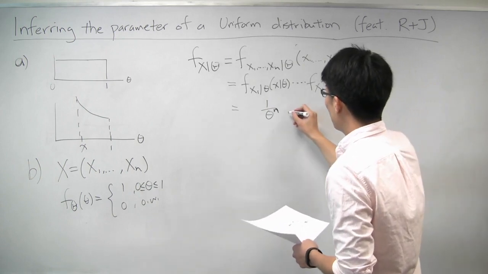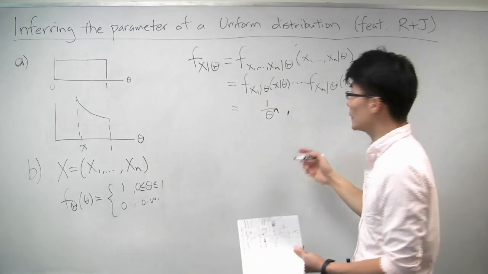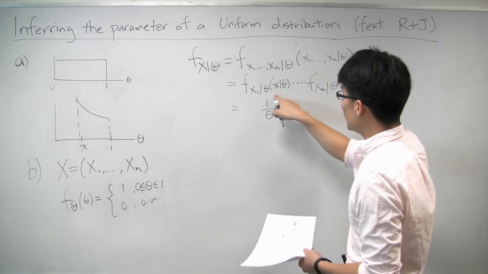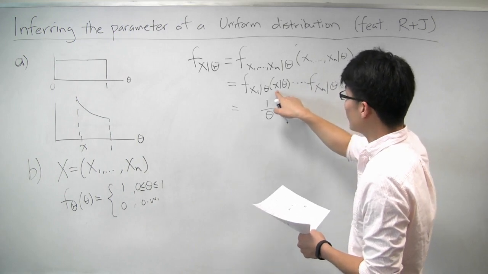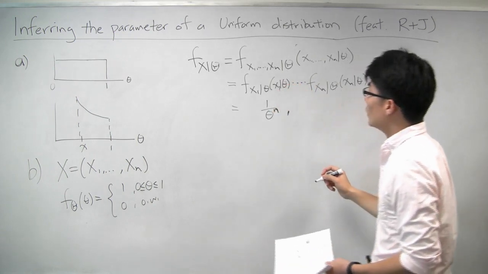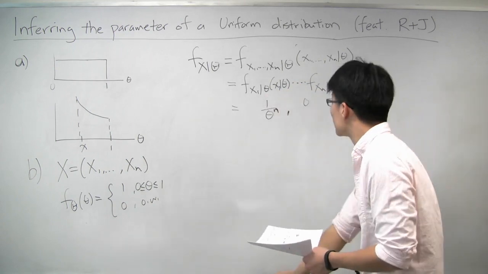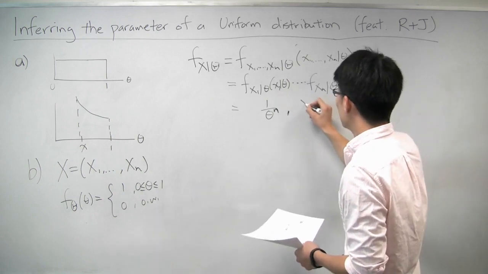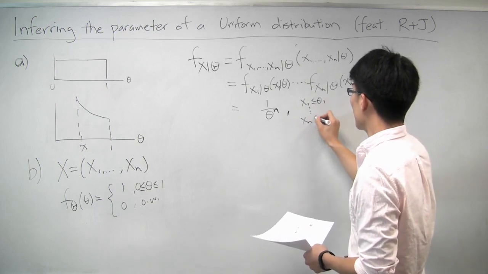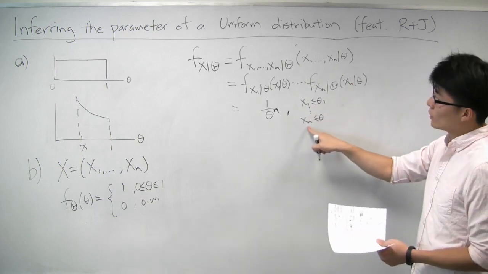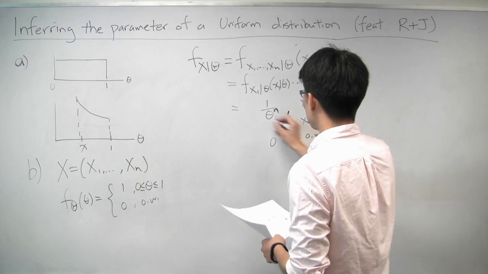But what values of x and theta is this valid for? Well, what we need is that for each one of these, theta has to be at least equal to whatever x you get. Right? Whatever x you observe, theta has to be at least that. So we know that theta has to be at least equal to x1 and all the way through xn. So theta has to be greater than or equal to all of these x's. And otherwise, this would be 0.